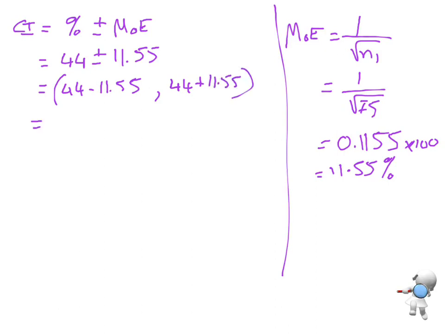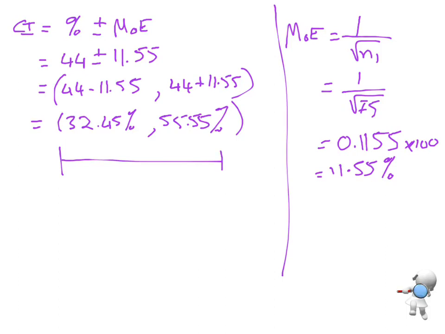And that gives me a value of 32.45% and 55.55%. So in terms of my confidence interval, think about your number line, we're going from 32.45 up to 55.55, and that's our confidence interval.